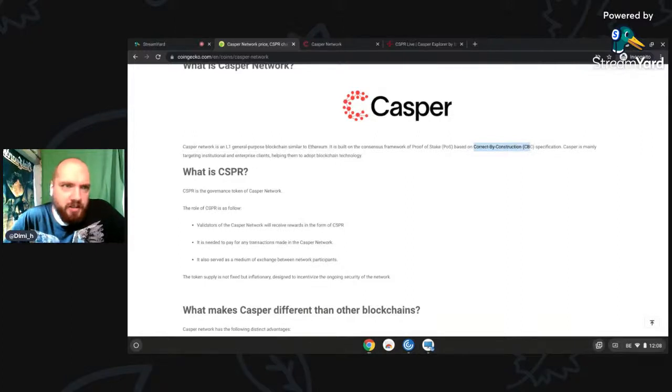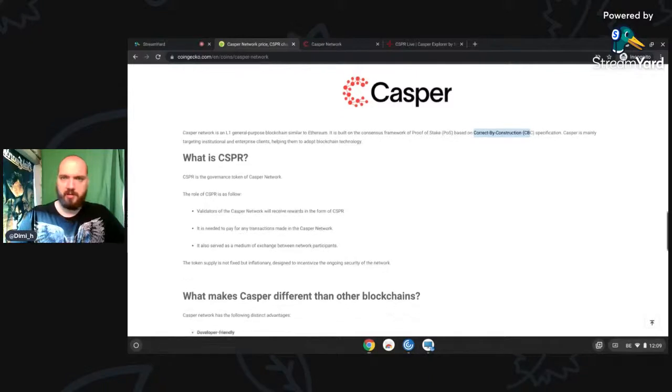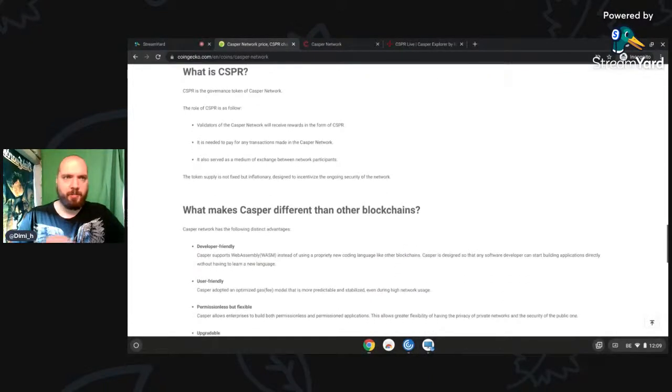Casper is mainly targeting institutional and enterprise clients, helping them to adopt blockchain technology. So it's going to be something like Ethereum, and I believe it's going to be akin to other network coins I've done in the past here for Crypto Bull. With the sole exception, this one is going to be the newest among them I've done thus far. So yeah, let's see what it's about and how it's set up this time.